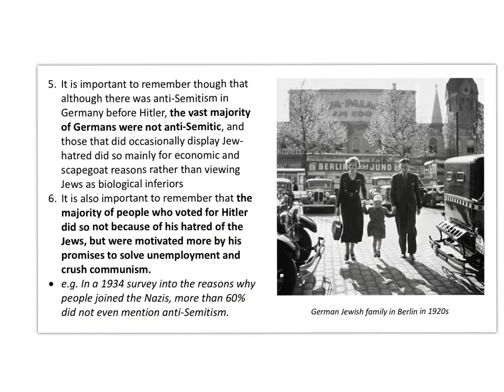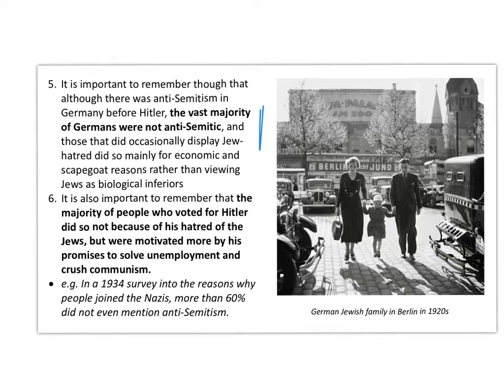So it's important to remember, though, that although there was anti-Semitism in Germany before Hitler, the vast majority of Germans were not anti-Semitic. Again, hugely important, okay? The majority of Germans had no problems with Jews, okay? So the 99% of German people had friends who were Jews, neighbours who were Jews who got on well with them. Now, there were many of these Germans who, at one time or another, may have been mildly anti-Jewish for different reasons, religious or economic, or even accepted or believed the scapegoat argument.